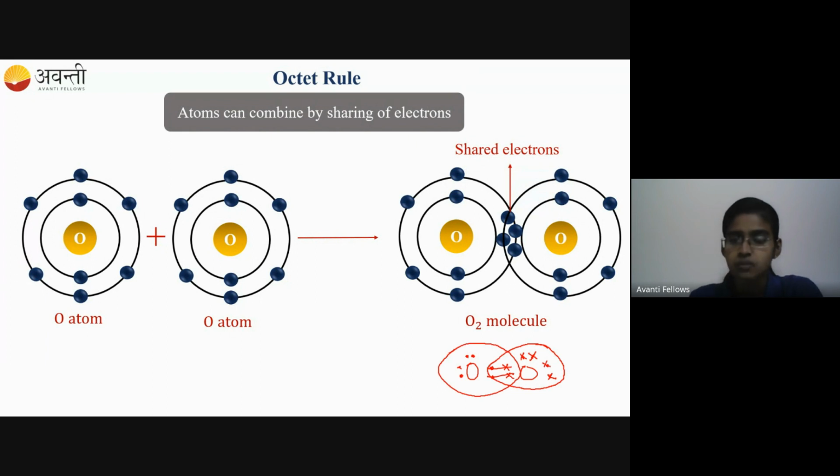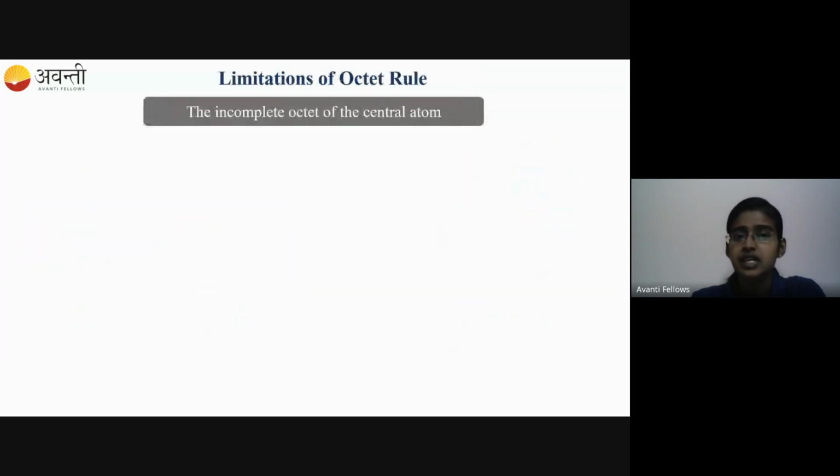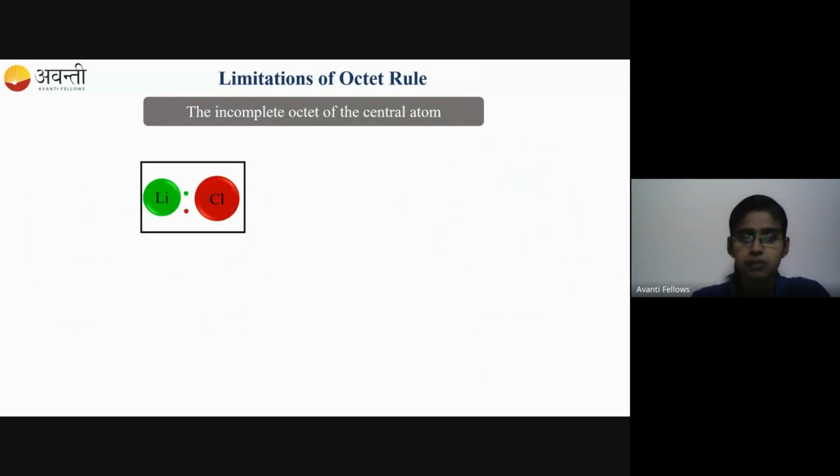Now, some limitations are there for this rule. There are 3 limitations. The first limitation is the incomplete octet of the central atom. Incomplete in the sense an atom may not have 8 electrons around it, but still it is stable. Those compounds are called incomplete octet configuration containing compounds. The example taken for this incomplete octet is lithium chloride, LiCl. Now you see here lithium, the valence electrons for lithium is 1, and that is represented by the green color dot you can see. And there are 7 valence electrons for chlorine.